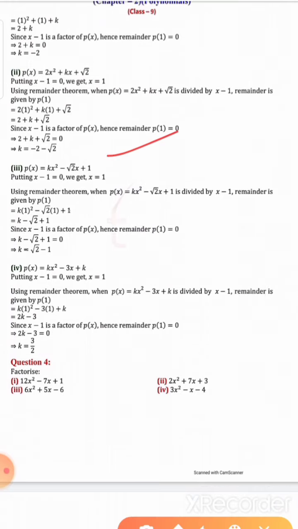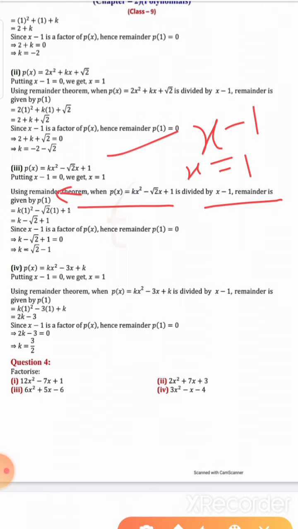The third question, question number 3, has the polynomial p(x) = kx² − √2x + 1. Again, for the linear equation, we get the root of x − 1, and we get the value of x as 1. By the remainder theorem, we write our polynomial p(x) = kx² − √2x + 1 divided by x − 1. The remainder is given by p(1).